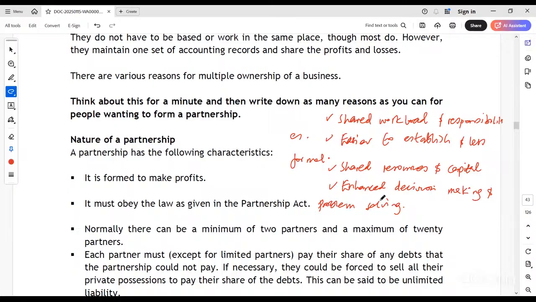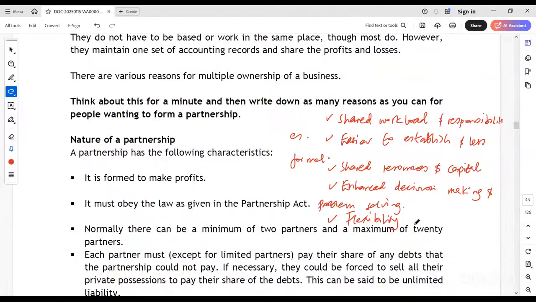Then the flexibility. Partnership is flexible. Okay? How is it flexible? When it comes to partnerships, we can structure a partnership in different ways to suit the specific needs and agreements of the partners. So it's more flexible compared to a company.